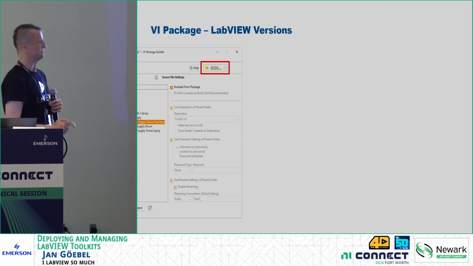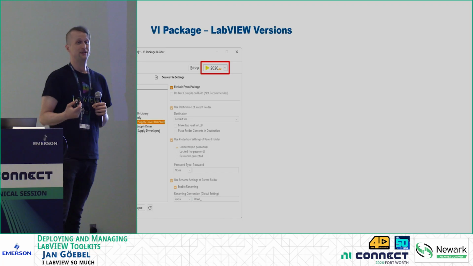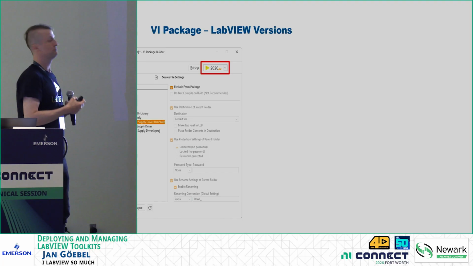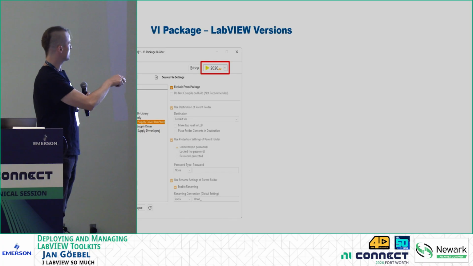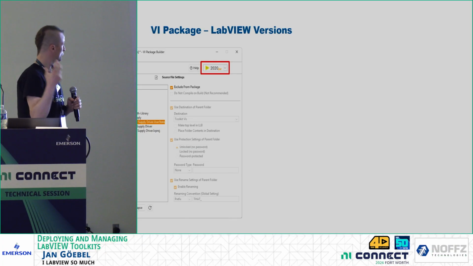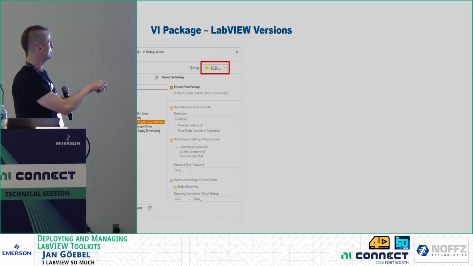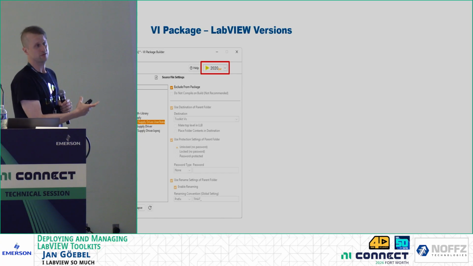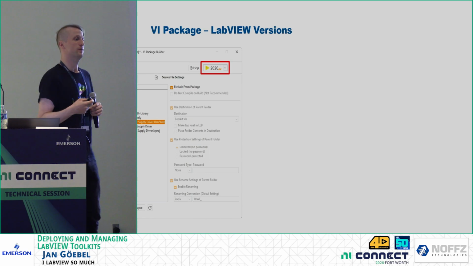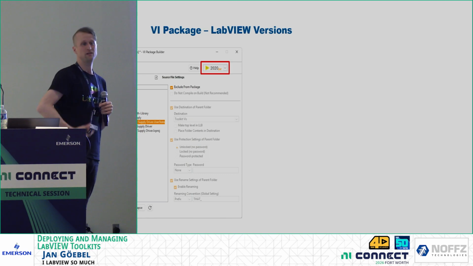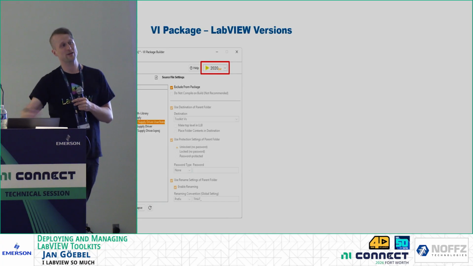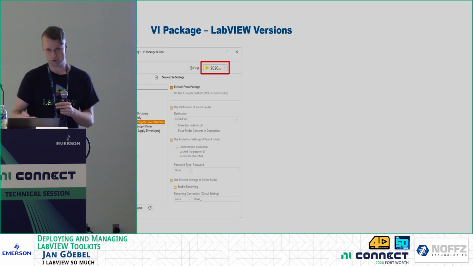Okay, a very nice feature of the VI Package Manager: it doesn't only work for one version. If I'm building a VI package, I can select which version I want to build it for. And if I'm having a newer version of LabVIEW, so if I'm building the VI package for 2020 and I'm using 2026, the VI Package Manager will automatically mass compile all the code that's in there and put it in my 2026 directories. So I can have one package to use for all versions.